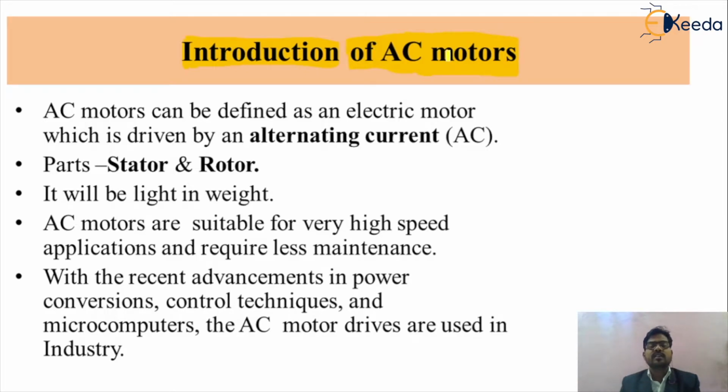So friends, in the AC motor, what are the different parameters and why is it called an AC motor? Because an AC motor is defined as an electrical motor driven by alternating current. Why is it called an AC motor? Because the supply given to the motor is an alternating current supply. So that's why it is called the AC motor.